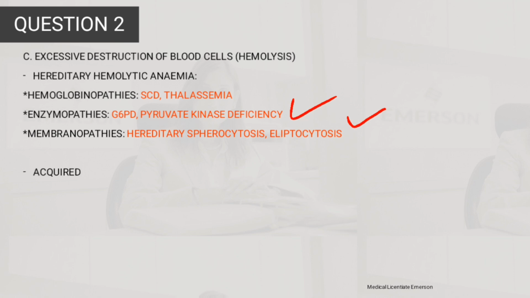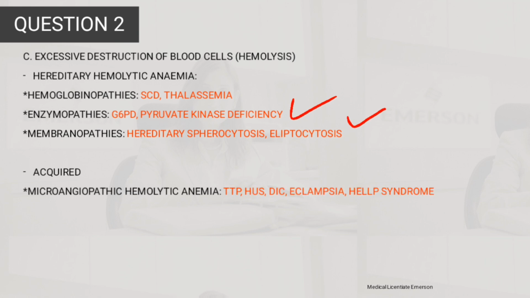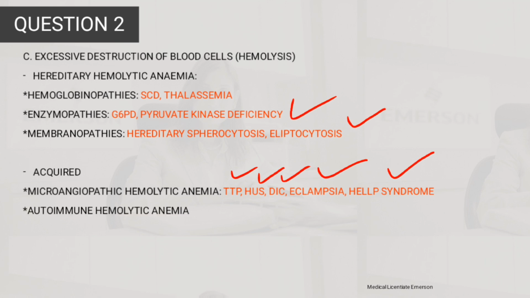Then we can also have acquired. So we are now away from the hereditary, we are now on acquired causes of excessive destruction of blood cells. So we can have microangiopathic hemolytic anemia causes such as TTP, HUS, which is hemolytic uremic syndrome, disseminated intravascular coagulopathy, eclampsia, HELLP syndrome. This can cause excessive destruction of blood cells. You can have autoimmune hemolytic anemia. You can have paroxysmal nocturnal hemoglobinuria.